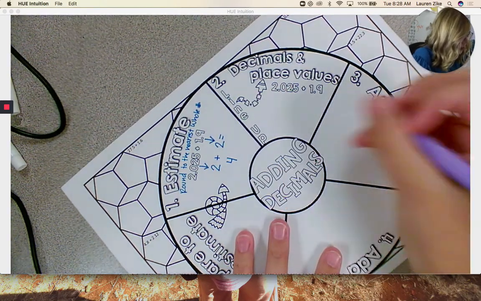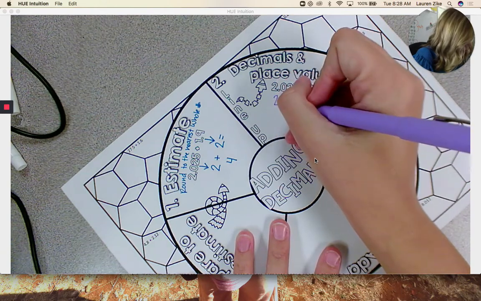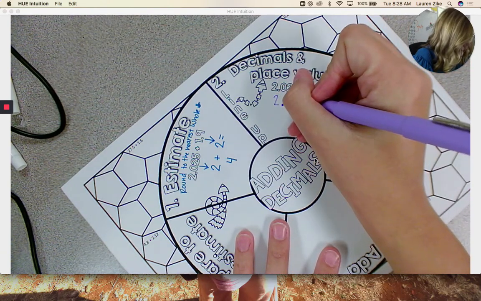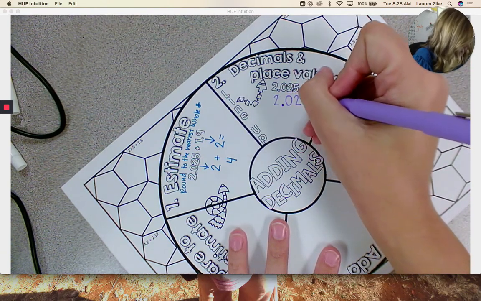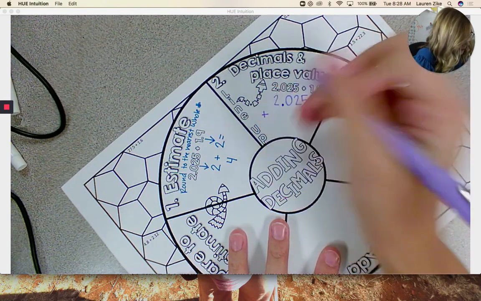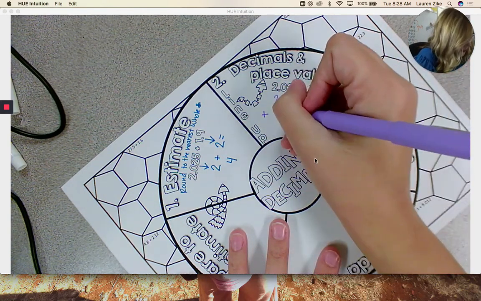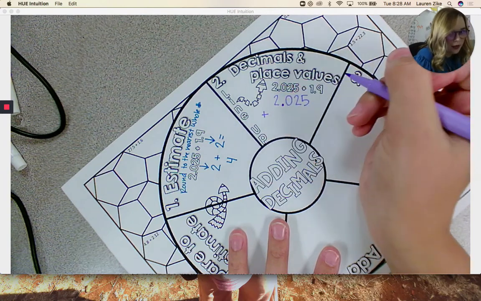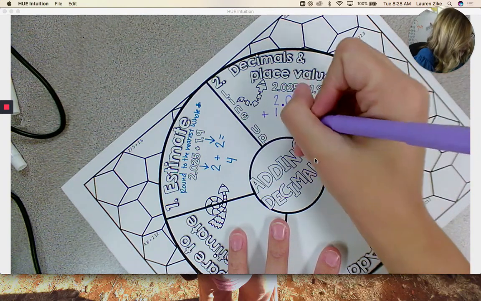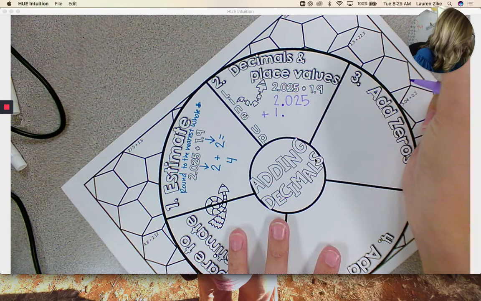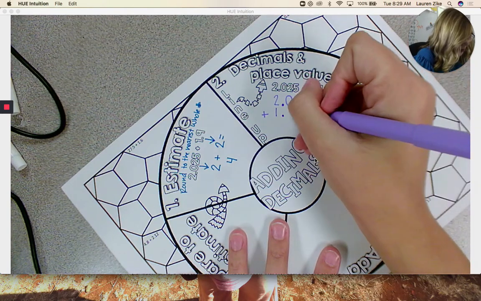I'm going to start with my 1s. So I have 2, decimal point, and a 0, 2, 5. My second number, I have to make sure my 1s are lined up. And then my decimal points stay stacked on top of each other. And then my next number.